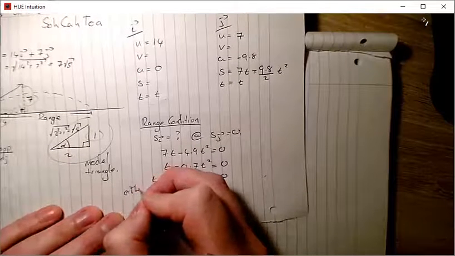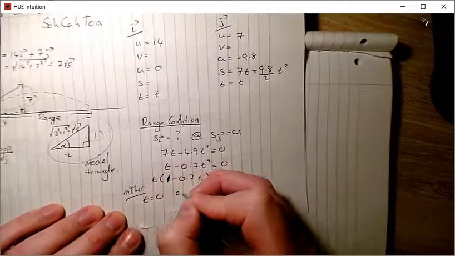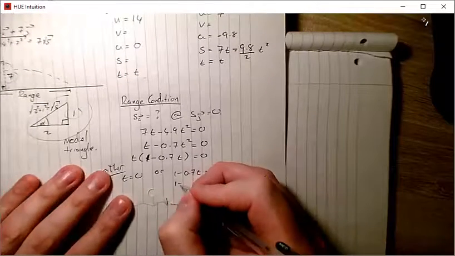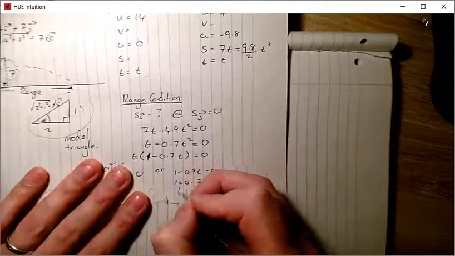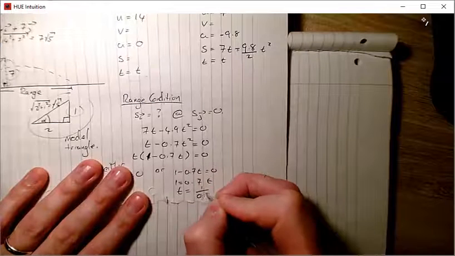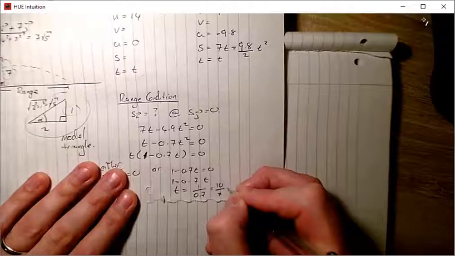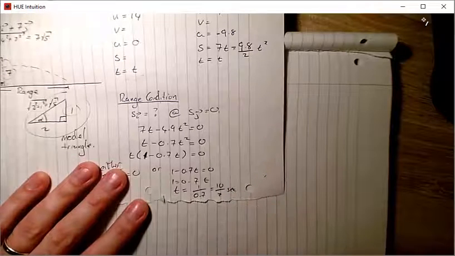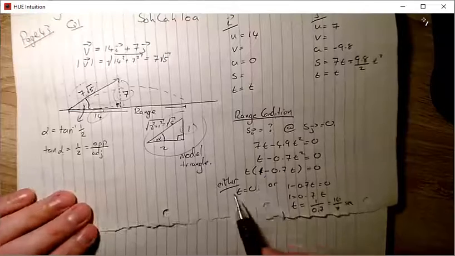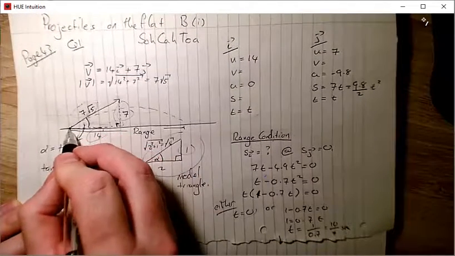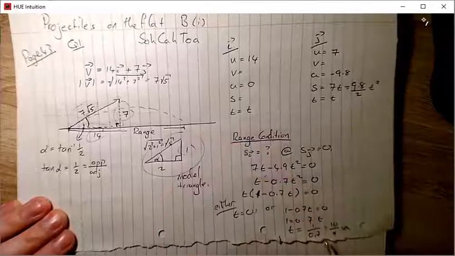Either t equals 0 or 1 minus 0.7t equals 0. So 1 is 0.7t, and t is 1 over 0.7, sorry, running out of space here, or 10 sevenths of a second, multiplying top and bottom by 10. I didn't talk about it in the last video, but this t equals 0 solution reflects the fact that at the start of the problem your displacement is 0, and then at the end of the problem, after 10 over 7 seconds, your displacement is 0.